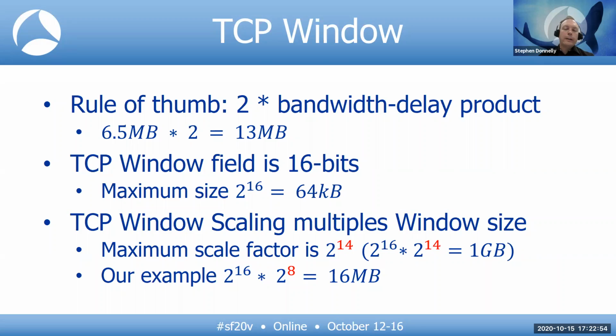So for our 10,000 kilometer path, that's going to be our 6.5 megabytes that we calculated before, times 2 is about 13 megabytes. Now the TCP window field in the TCP header is only 16 bits long, so it can only represent 0 to 64K. We can't fit our 13 megabytes in there, but there are TCP options, TCP window scaling, which allows you to scale that number in order to advertise a larger window. The largest scale factor you can have is 2 to the 14, which means the largest window that you can advertise with the largest scale is about 1 gigabyte. For our example, we need 13 megabytes, so a scale factor of 2 to the 8, which will let us advertise up to 16, would be sufficient for our path.